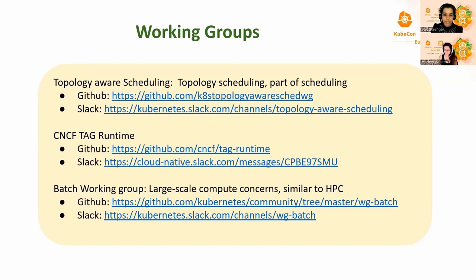And lastly, we have the batch working group. This is a very recently formed working group, and they're focusing on enhancing support for batch workloads such as HPC, AIML natively in Kubernetes. All these SIGs and working groups that I've mentioned usually have regular meetings, and we have linked the GitHub page and Slack channels for you to get all the information that you need.